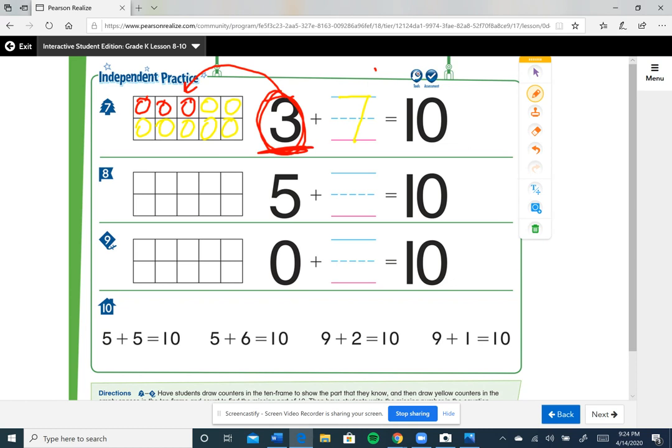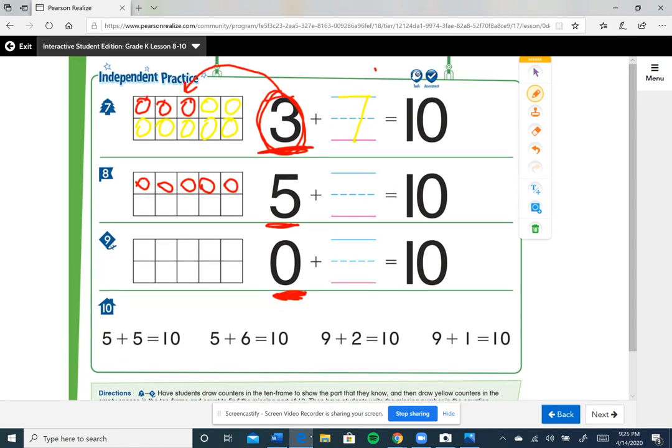So here we have 5. 1, 2, 3, 4, 5. You need to fill in the missing number. Now they're trying to trick you here. Jada's being silly. Look what number we have right away. Okay. 0 plus what equals 10?